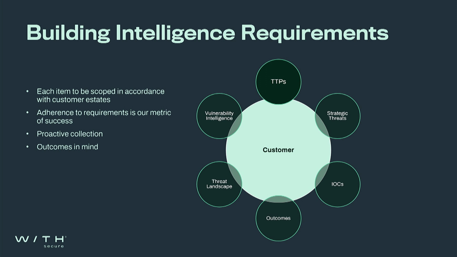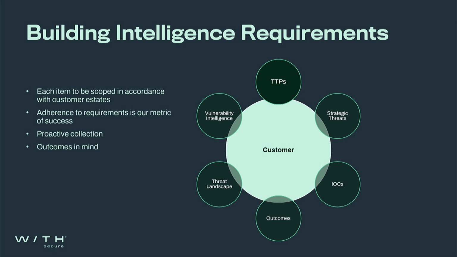So, direction, building intelligence requirements. This is critical. This focuses your collection. This enables you to scale it. So each item has to be made in accordance with the customer estates that we operate in a managed service situation. And that's our metric. If we satisfy intelligence requirements, we're doing a good job. If we're producing intelligence that doesn't answer any questions from anybody, even if it's really technical, really complex, it's irrelevant. Do this in a proactive way with our outcomes in mind.